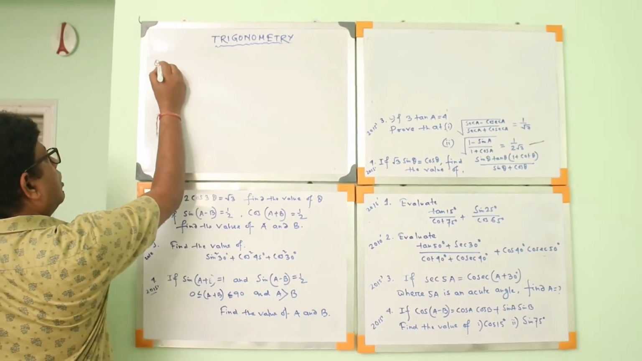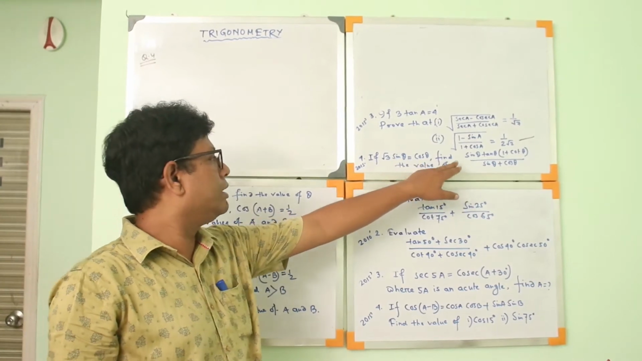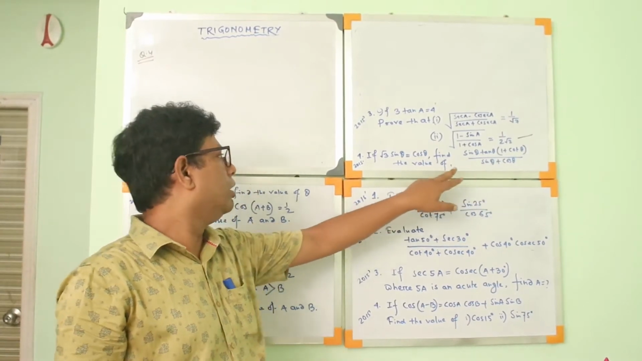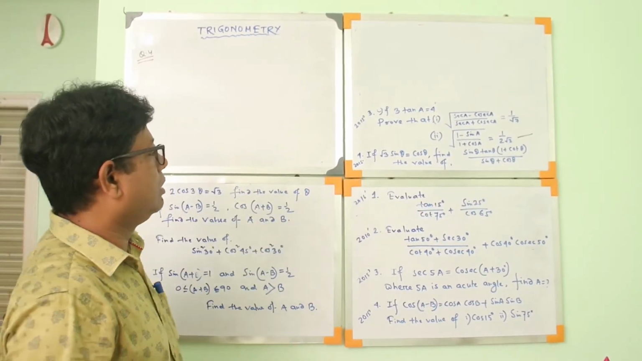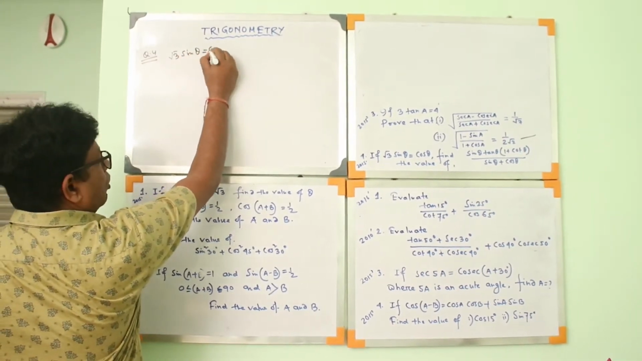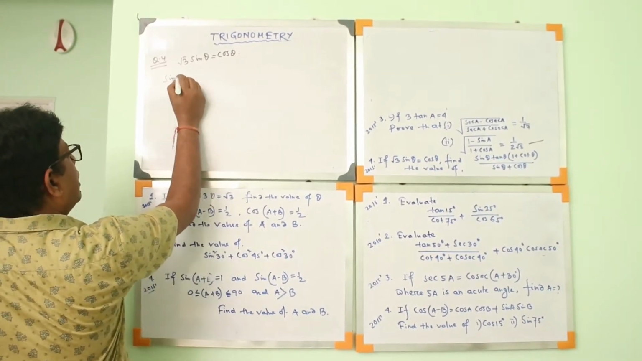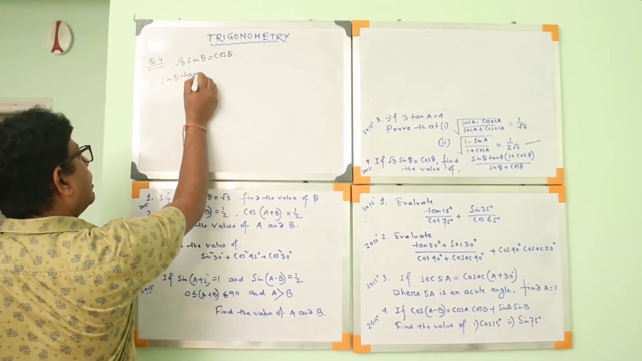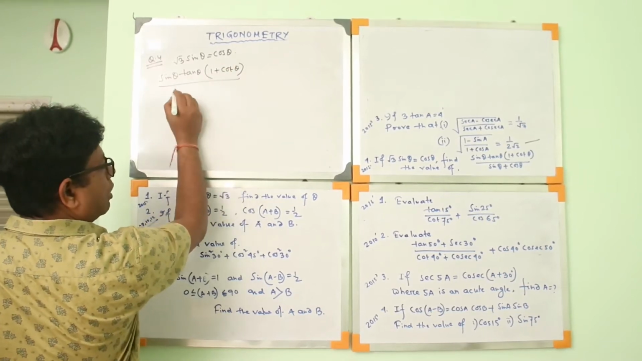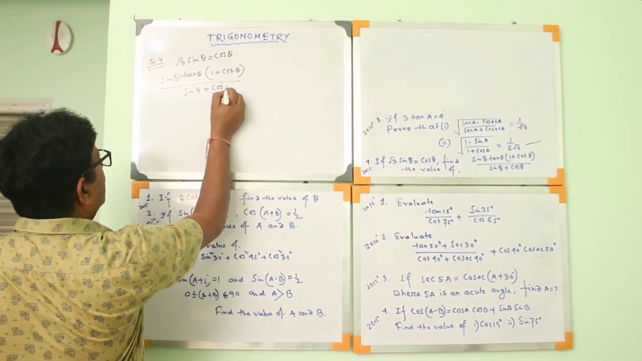Question number 4, which is given: root 3 sin theta is equal to cos theta. Find sin theta tan theta within bracket 1 plus cot theta, divided by sin theta plus cos theta. CBSE 2015. So root 3 sin theta is equal to cos theta. You have to find out sin theta tan theta, 1 plus cot theta, by sin theta plus cos theta.